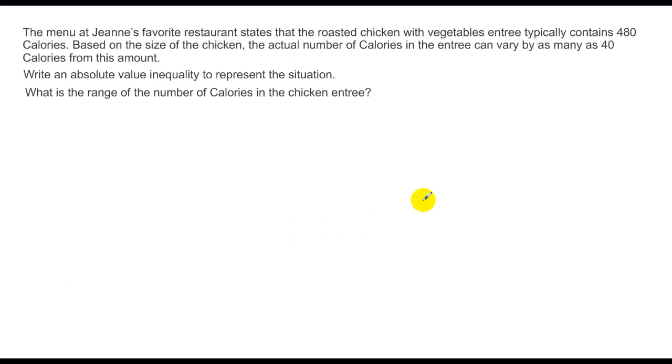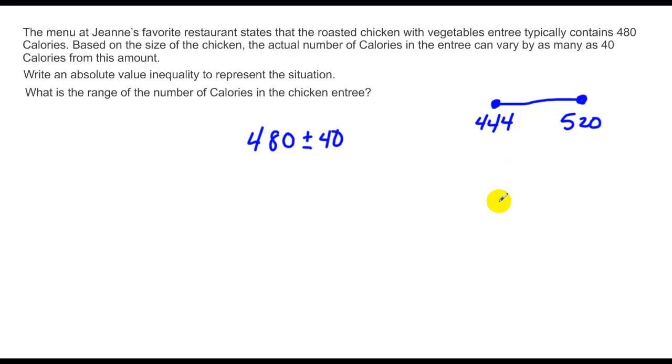So, little word problem. We've got a restaurant saying you've got an entree that has 480 calories, and based on the size of the chicken, you can vary, which means you can go up or down as much as 40 on either side. Like so. Now, that means I've got values going as high as 520 or as low as 440, and I could have anything in between, like so.